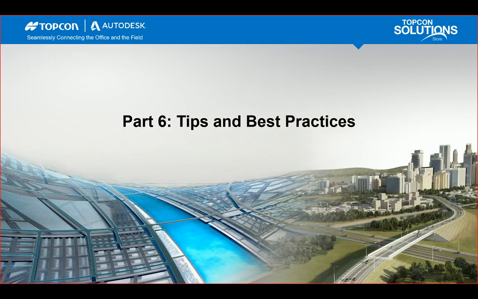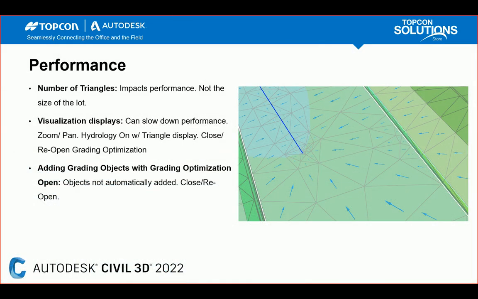Okay, tips and best practices. A couple of things impact performance. Grading optimization is tied to the number of triangles, not the size of the lot. You can have a large lot with 4 or 5 points and only a couple of triangles, and that'll work much faster than a smaller surface that has thousands or millions of points. Say you had a point cloud, that's going to be slower in grading optimization than a surface with larger triangles.